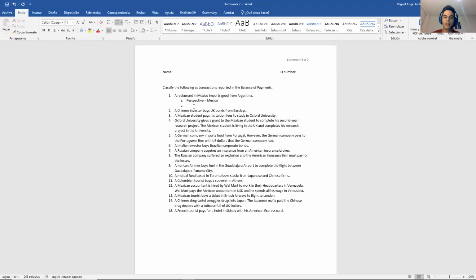Then the next one: is it credit or debit for Mexico? Because I chose Mexico. Mexico buys the goods, but Mexico sends the money to Argentina. So it will be debit for Mexico. And which account does it affect? Well, it affects the current account because it's goods, right? It even says goods in here. So that's what you have to do for homework.